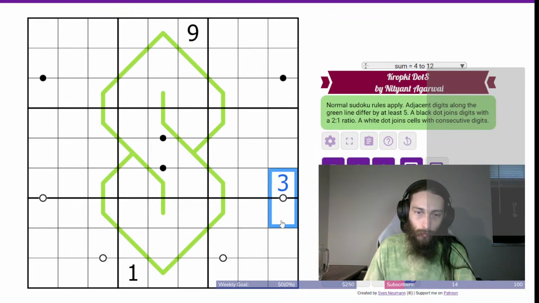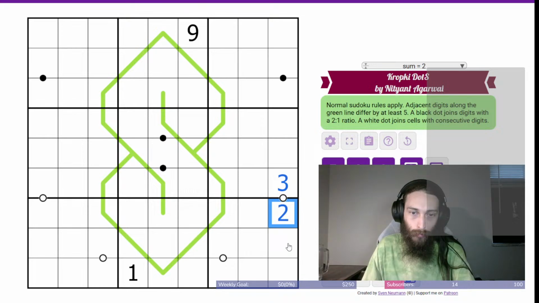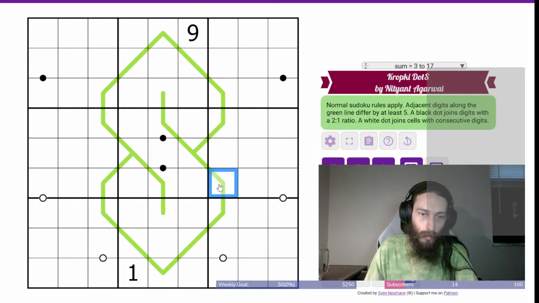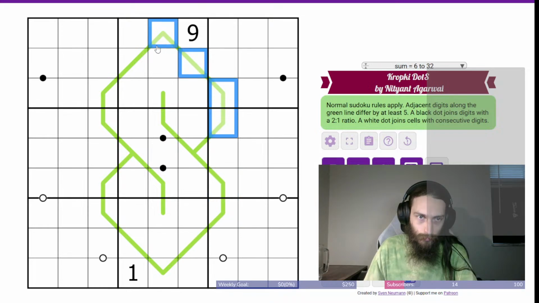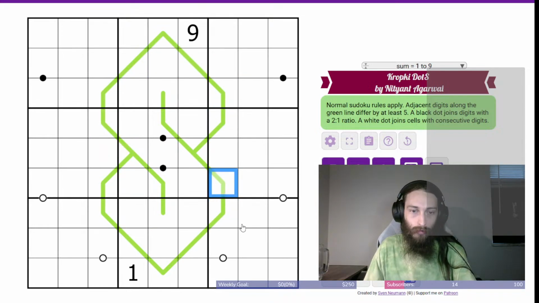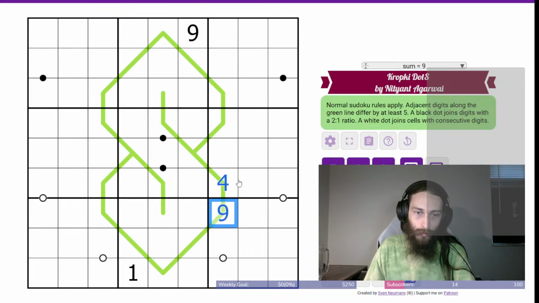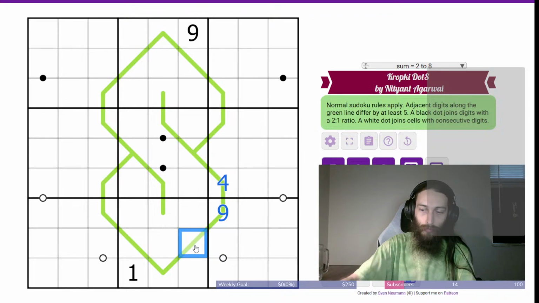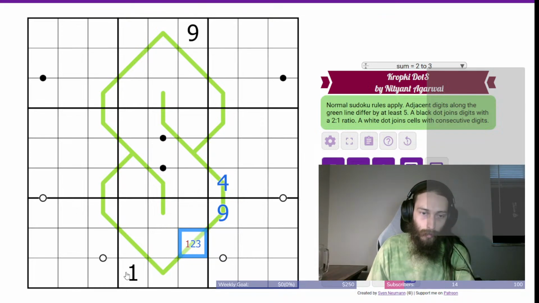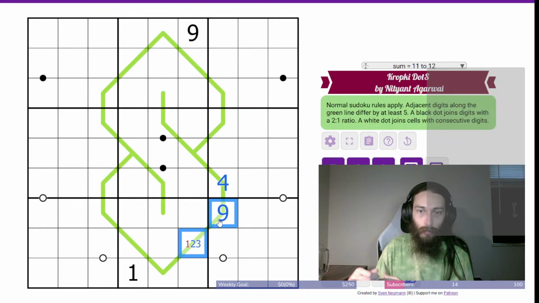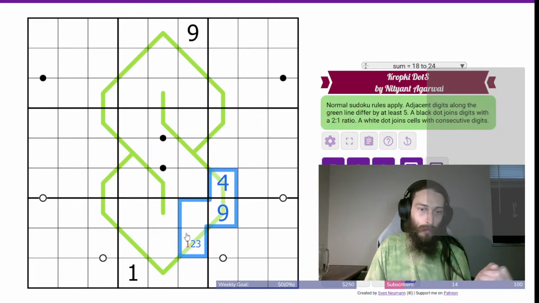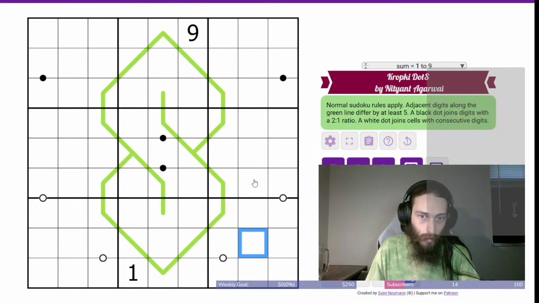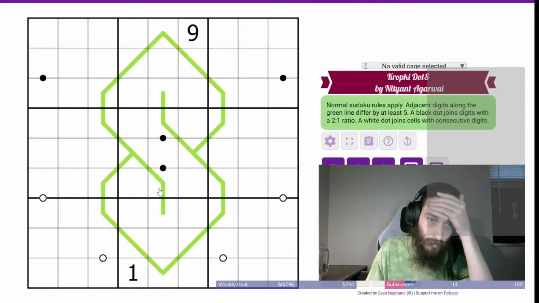If I were to place a 3 here on a white dot, then that would either be a 2 or a 4 for its adjacent value. And then on the green line, if I were to say place a 4 here, I'd have to place a 9 after it, because 4 plus 5 is 9. But then after the 9, 9 minus 5 is 4, but it could also be 1, 2, or 3. Now I could put a 1 here because it's the one in the box, but adjacent digits along the green line have to differ by at least 5. So that is that. Let's go ahead and restart so we have an accurate time and begin the puzzle.